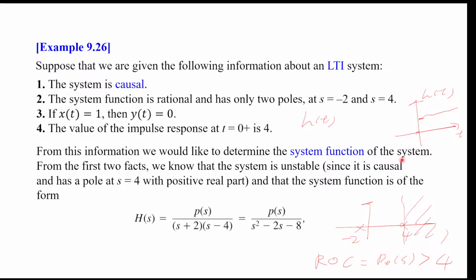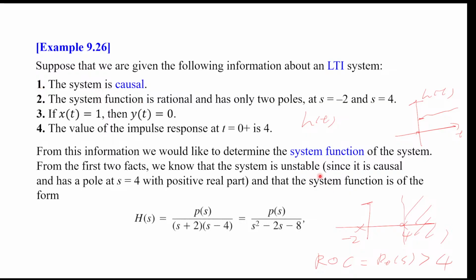Let's just start the analysis. I guess the most informative one is the second one. From the second condition, we already know that we only have two poles, a pole at -2 and a pole at 4. And it's rational, so it only has three possible ROCs: less than -2, between -2 and 4, and greater than 4. Then from its being causal, we know that you must pick the ROC that's greater than 4.